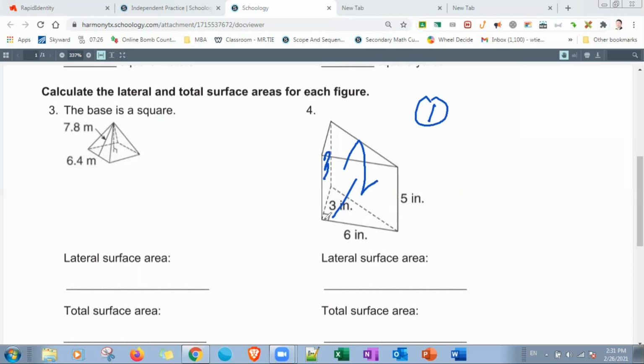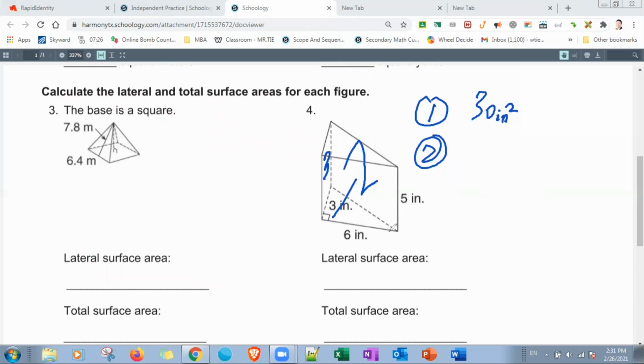So we have the bottom. This looks like a rectangular shape. So we have 5 and 6. It's going to be 5 times 6. The area is going to be 5 times 6, 30 inches square. Remember area, okay?